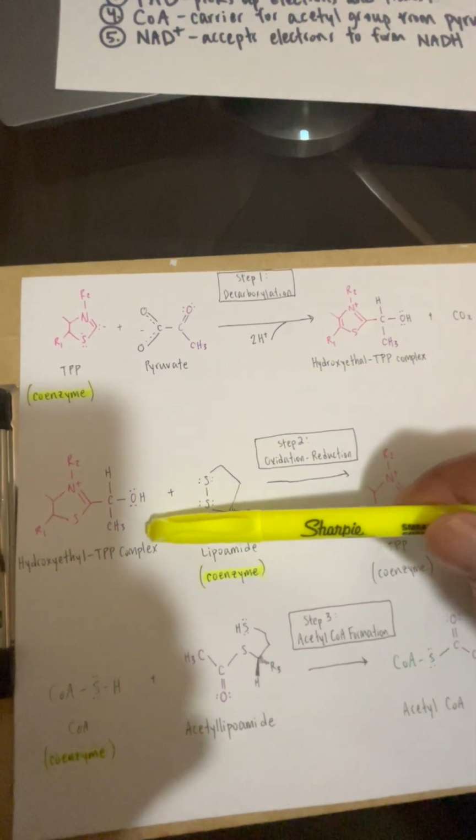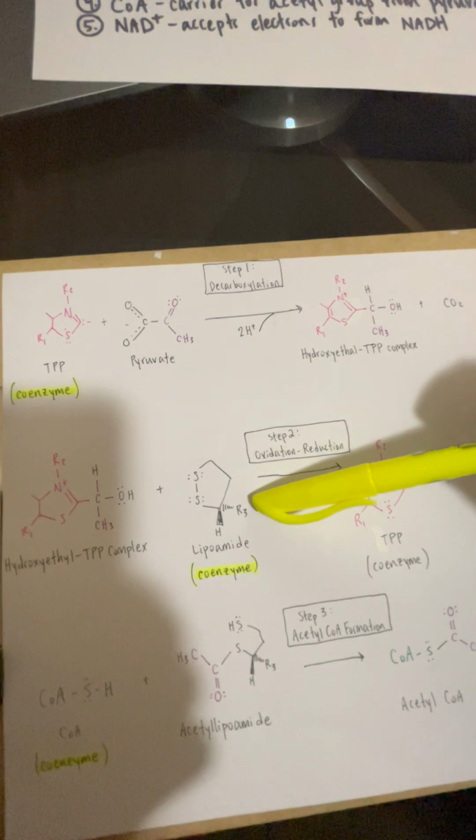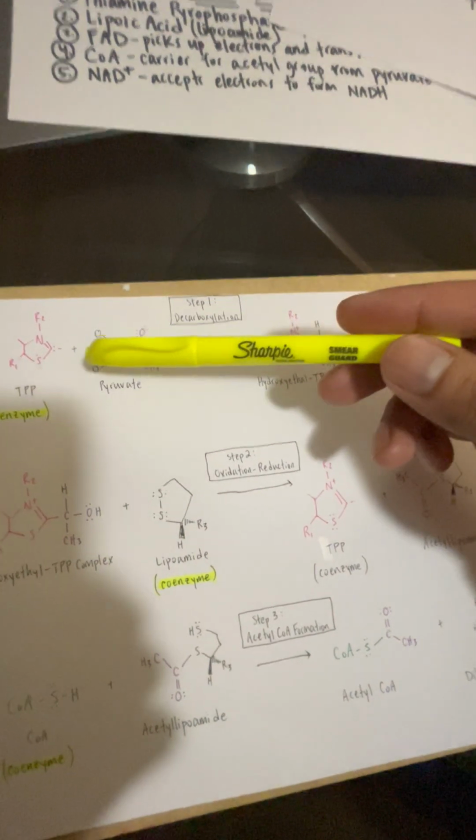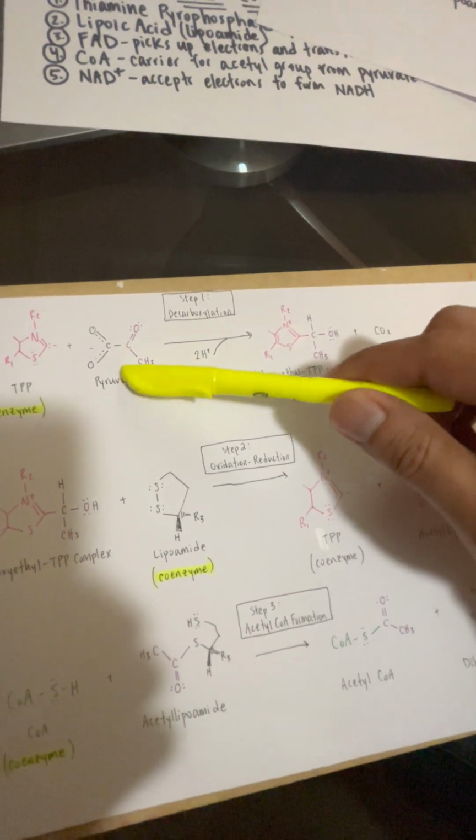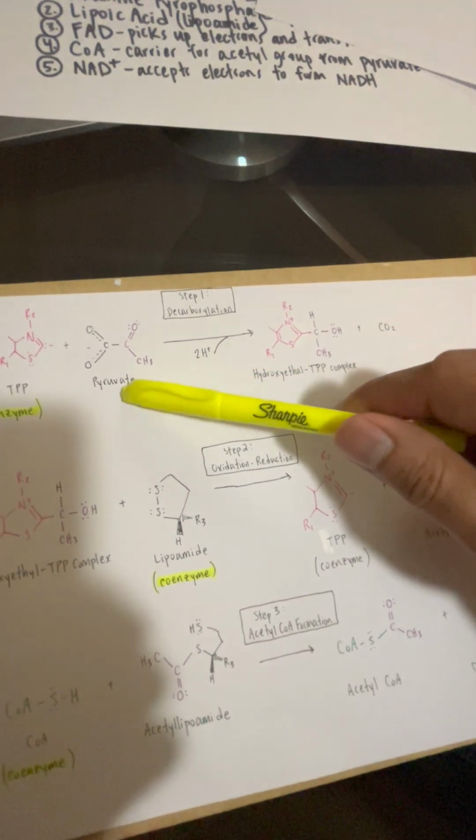After our hydroxyethyl TPP complex reacts with our lipoamide, we have a regeneration here of our coenzyme TPP, which can then be used again to react with more pyruvate that's generated to create more intermediates to keep the process in a continuous state.